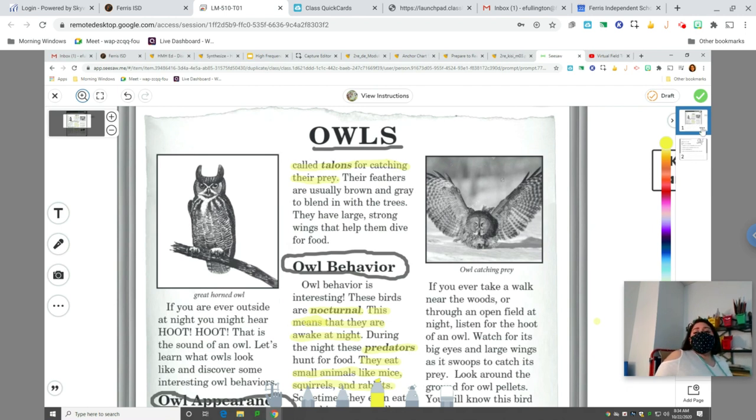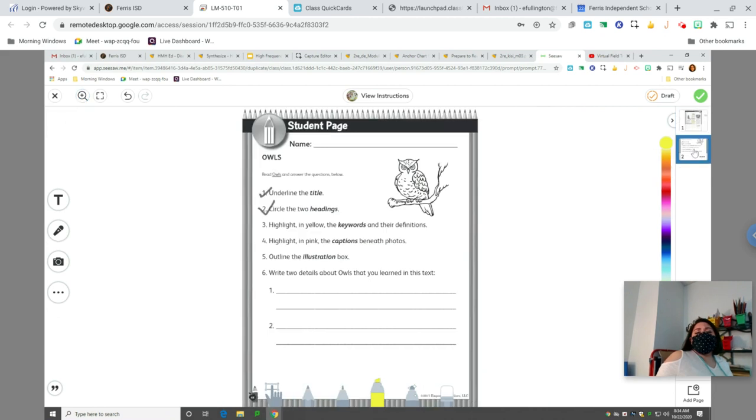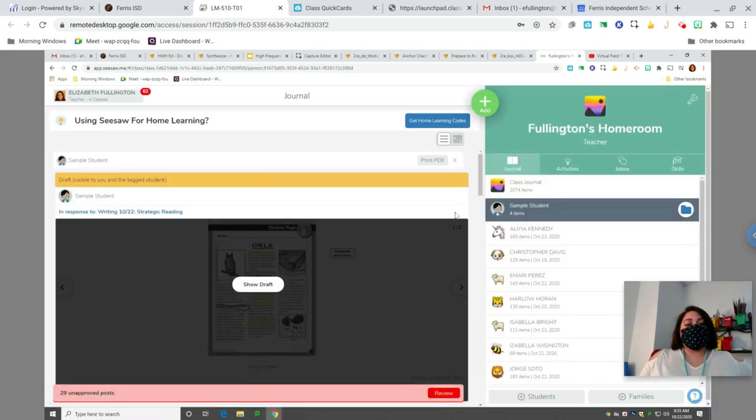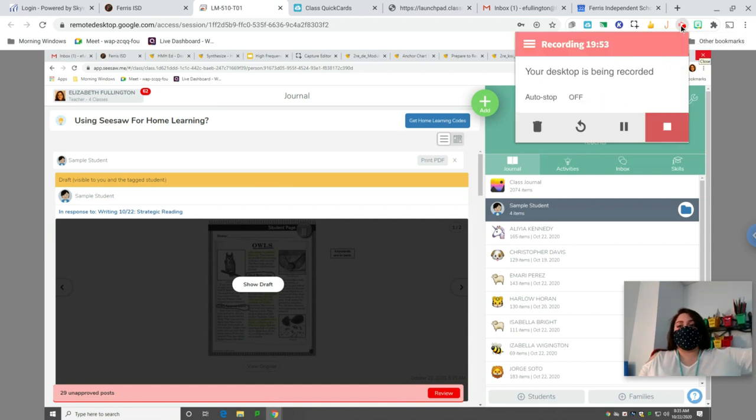So for right now, guys, why don't you press the draft button? It's the orange button. And we will continue this tomorrow, okay? That's okay, I'll send it back to you. All right, guys, and we will see you for reading at 9:20.